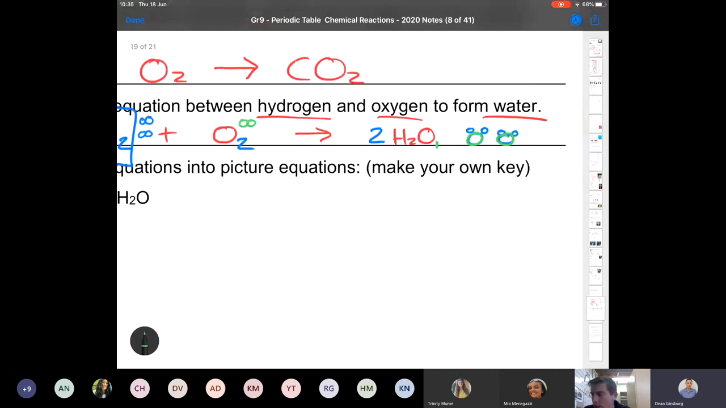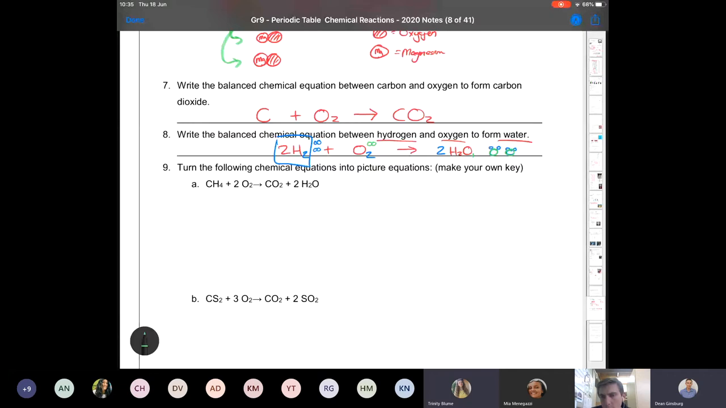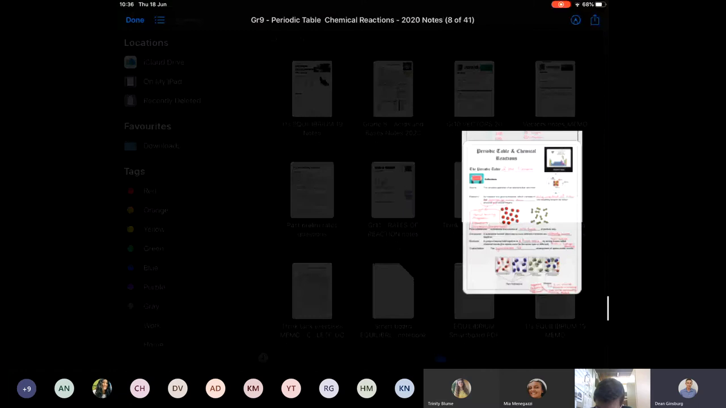Trinity, do you understand why you were wrong, but you understand how to correct it now? Yes, sir. Okay, great. Trinity, pick a friend. Yash. Okay, Yash. Let me just see if I can show you what the picture equation should look like if I've got the memo for this on my iPad.